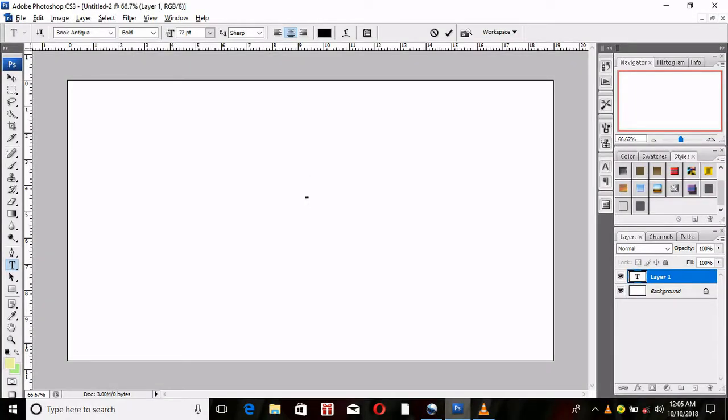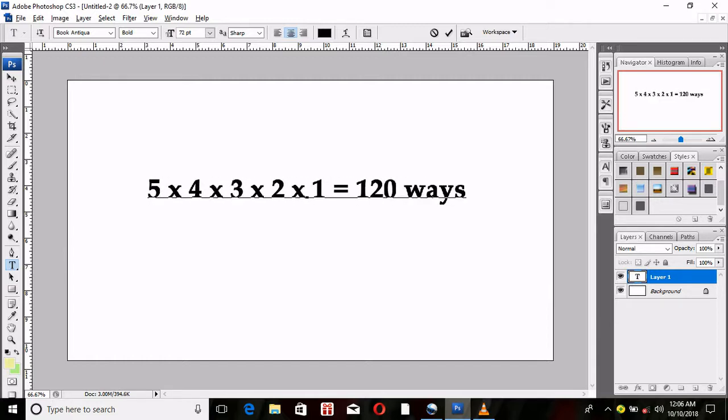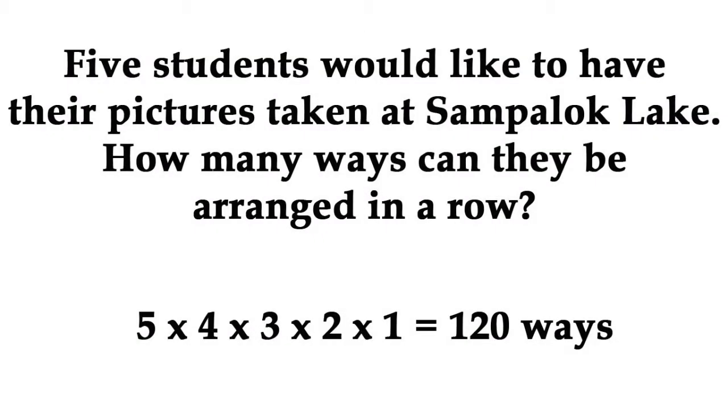Since there are 5 students, then you can multiply 5 by 4 by 3 by 2 by 1 to get a product of 120 ways. Therefore, there are 120 ways in which the students can be arranged in a row.